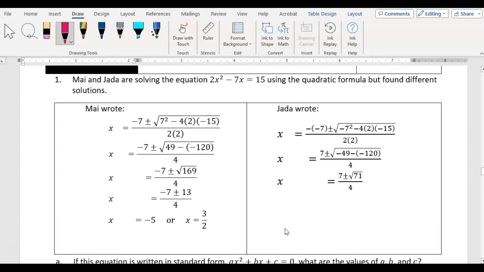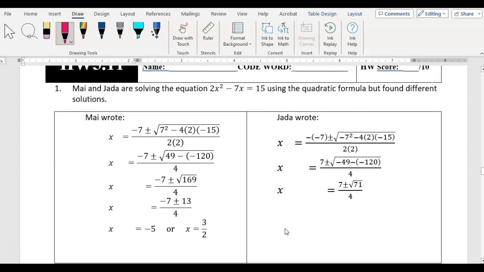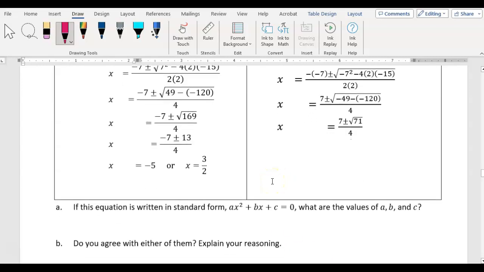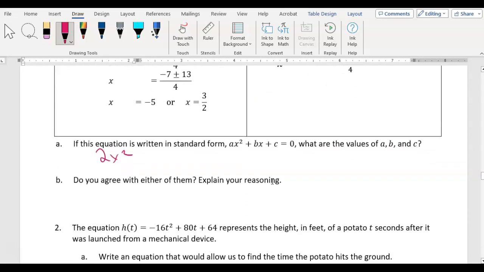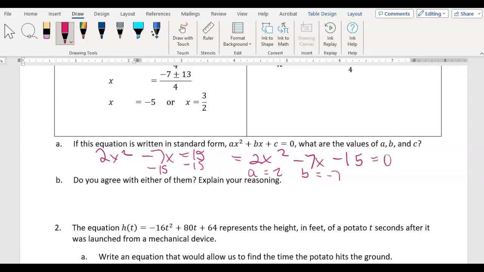So let's look at the equation itself. This is the equation here. Now notice this is almost in standard form, but our constant is on the other side. So I'm going to rewrite this as 2x squared minus 7x equals 15. So I'm going to start by subtracting 15 from both sides because I want to write this as ax squared plus bx plus c equals 0. So this is 2x squared minus 7x minus 15 equals 0. That means a equals 2, b equals negative 7, and c equals negative 15.